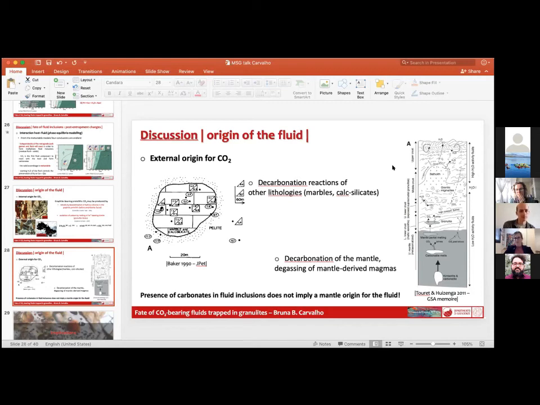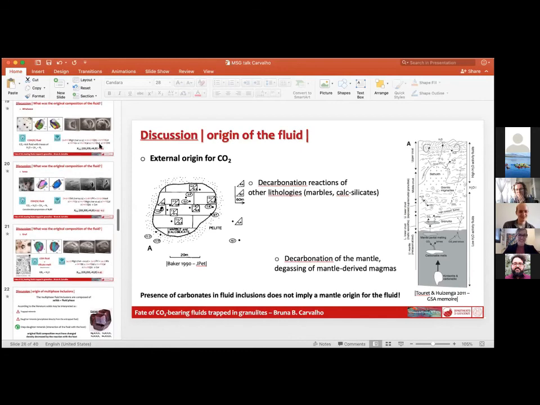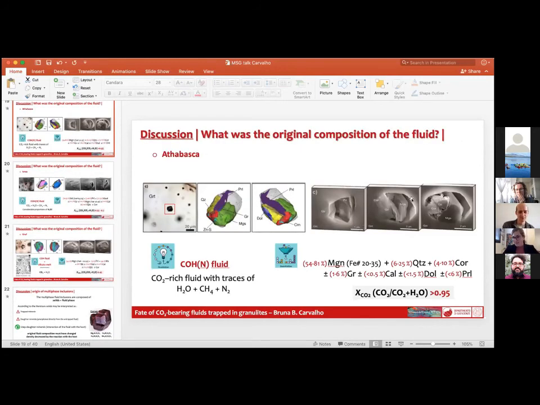No. Short answer, yes, it's a short answer. As I said, they have negative crystal shapes in some parts of the inclusion, in others they don't. And we haven't seen any kind of different chemistry according to the shape of the inclusions.